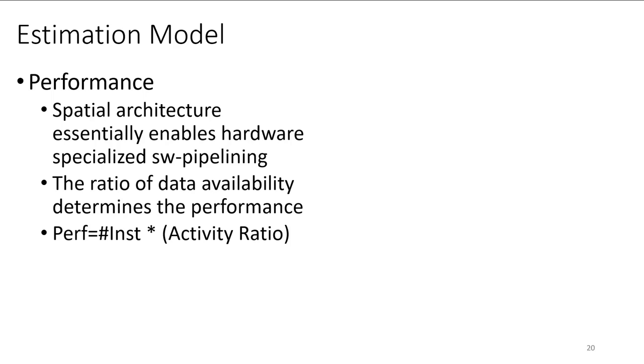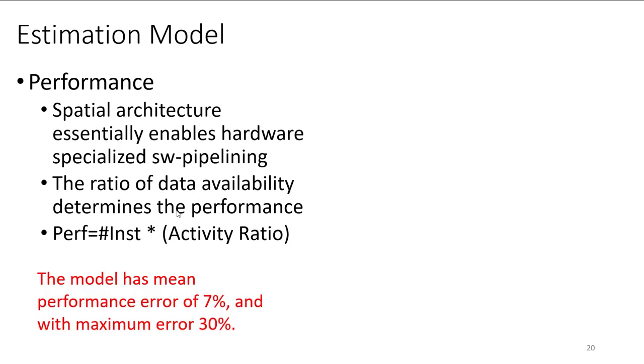The main performance improvement of decoupled spatial architecture is the instruction level parallelism on the spatial architecture, and the ratio of data availability determines the number of active dynamic instances on the accelerator. Thus, we count the number of instructions offloaded and multiply it by the data availability ratio to estimate the performance. The model has a mean error of 7% and a maximum error of 30% compared with our simulated results.